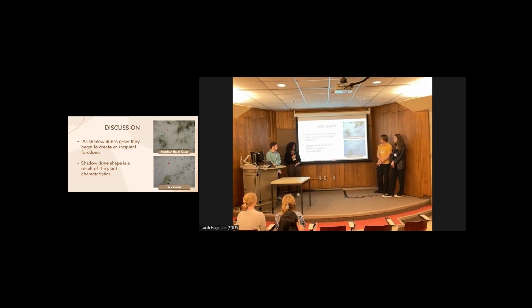And because they are impacted by each other, their characteristics also impact their shadow dunes. The shadow dune for the sea rocket, as pointed out in the map previously, when they're clumped together, they are generally more long and wider, whereas when they're sea rocket, the clumps result in wider and more of a mound shape of the shadow dune.